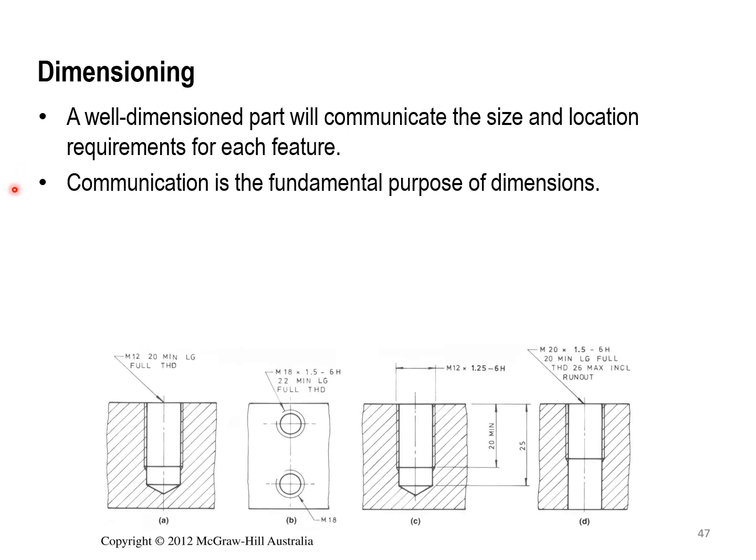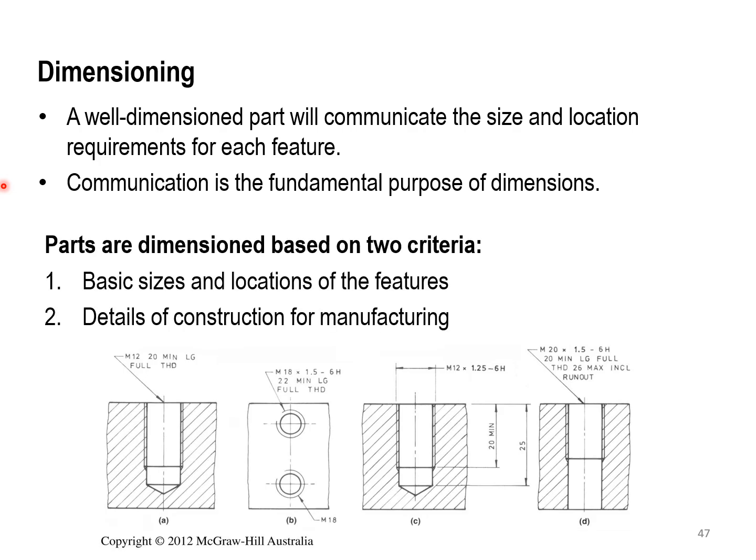A well-dimensioned part will communicate the size and location requirements for each feature. Communication is the fundamental purpose of dimensions. Parts are dimensioned based on two criteria. First, the basic sizes and locations of the features. Second, details of the construction for manufacturing.